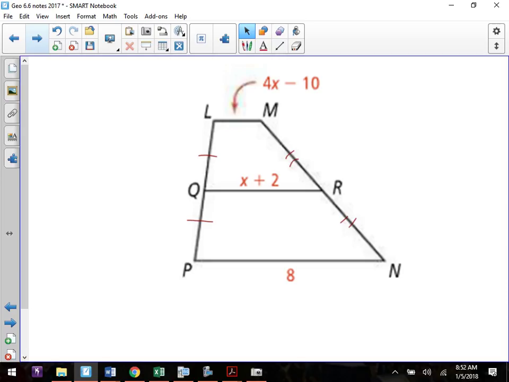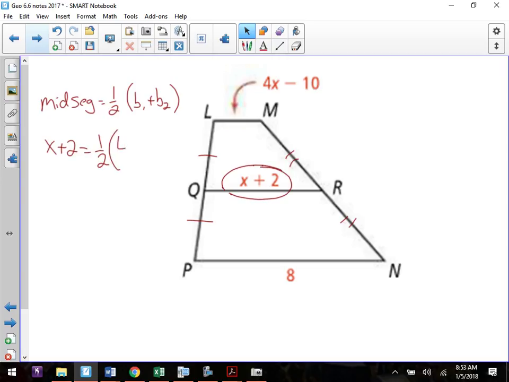So when I'm looking at one like this, we have that mid-segment, which is the x plus 2, and the sum of the other two bases, the 4x minus 10 and the 8. So we write out what we know. The mid-segment is half the sum of the bases. So if I start filling in what we know, here's your mid-segment. And this is an example of taking half of something that's going to work out cleanly because, well, negative 10 plus 8 is negative 2.